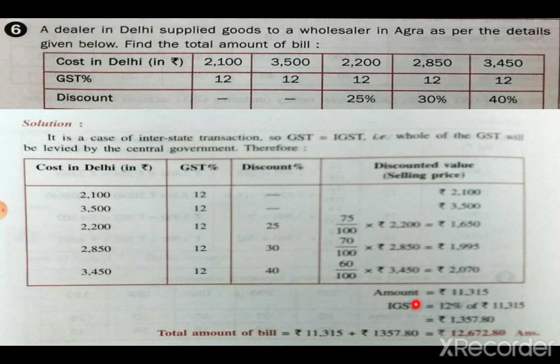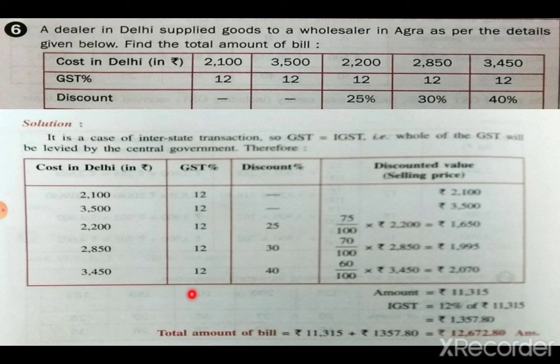To calculate IGST, we will do 12% of rupees 11,315, because you can see here all the GST is 12%, 12%. So whole GST will be IGST. So that will be 12% of rupees 11,315. So you will get rupees 1,357.80 rupees, as after doing 12 upon 100 into 11,315, you will get this amount.